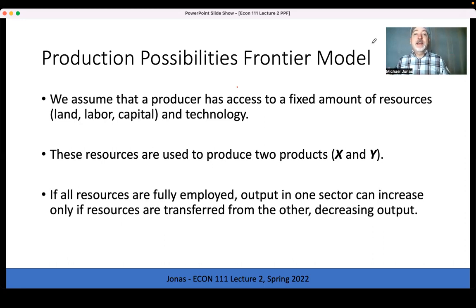So what we can say is, if the producer is fully utilizing all of those resources that are available, whatever land, labor, and capital they have at their disposal, it's all being used in the production of either X or Y, right? Kind of the first conclusion of scarcity is, if you want to produce more of one of those products, well, you're going to have to take resources away from the other. There's going to be a trade-off. There's going to be an opportunity cost. Okay? That's kind of the first thing that we want to be able to capture here.